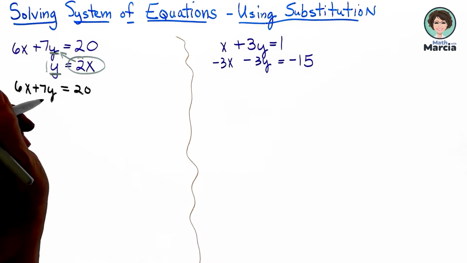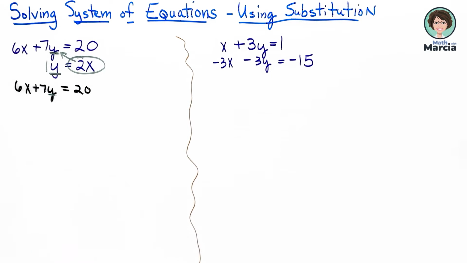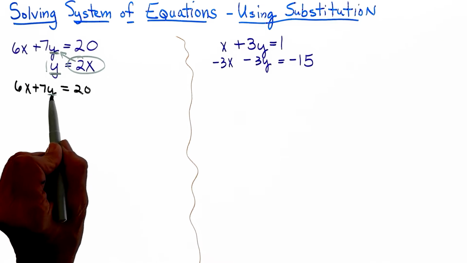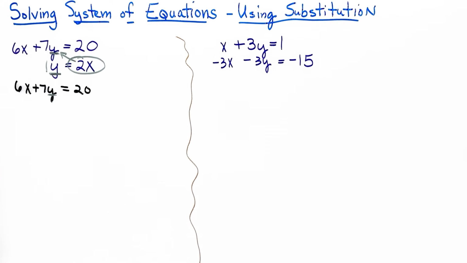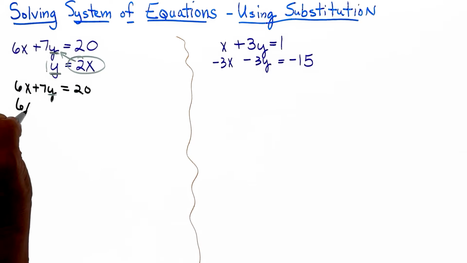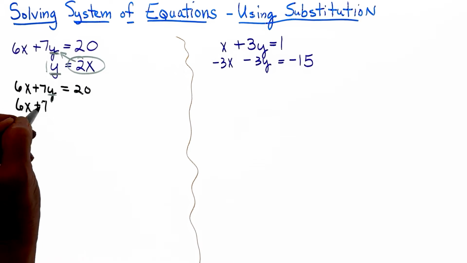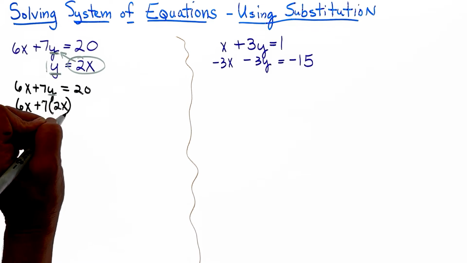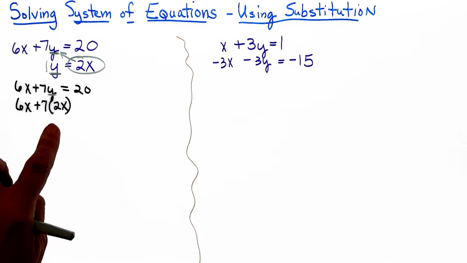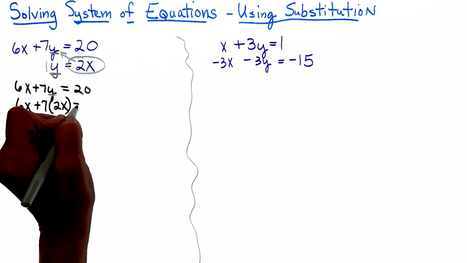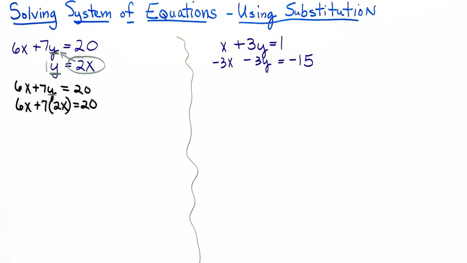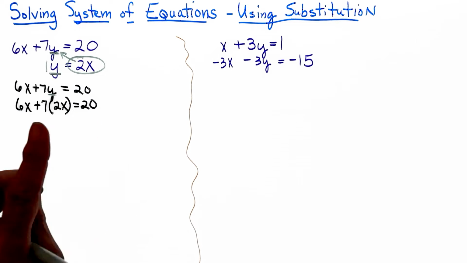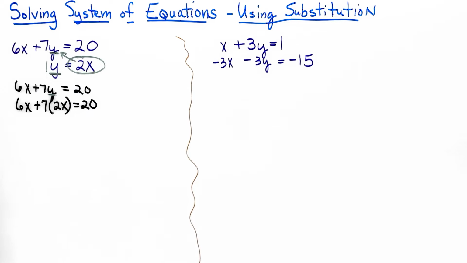I am underlining my y because I know that's where I'm substituting in my 2x right there. So it is going to be 6x plus 7 on the outside of my parentheses. I'm plugging in my 2x. And remember, when it's written beside each other, that means we're going to multiply. So that is right now where I stand. Of course, now I need to simplify and solve for x.